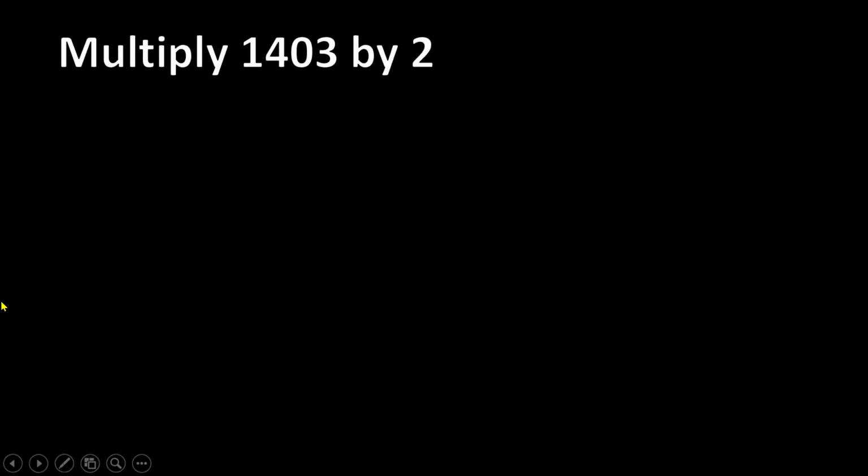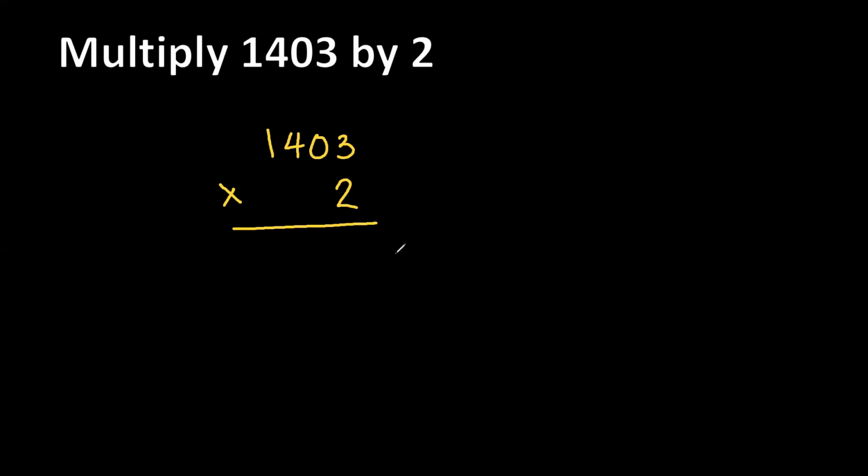Let's try to multiply 1,403 by 2. How are we going to do this? First, let's write it down. 1,403 times 2. In solving for multiplication, we have to make sure that the place values are aligned to each other. So since we only have one multiplier, meaning this is in ones place, we have to place it in the same place value, which is ones.